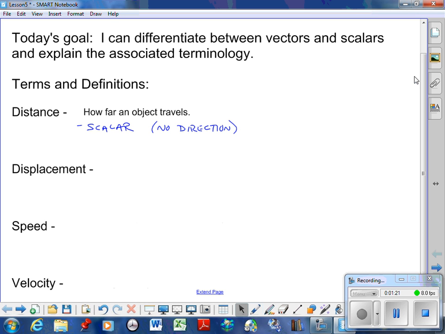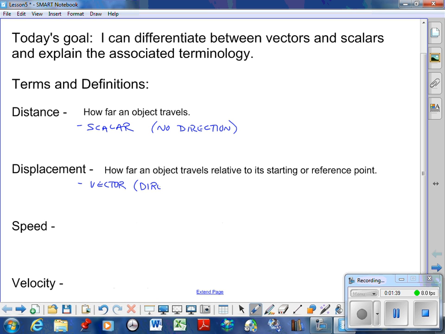Now when you move on to displacement, displacement is distance's partner, and it is how far an object has traveled relative to its starting or reference point. So this is a vector, okay, because direction is important here, or direction is needed.